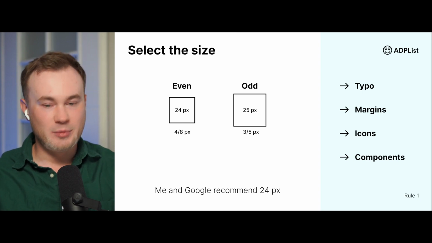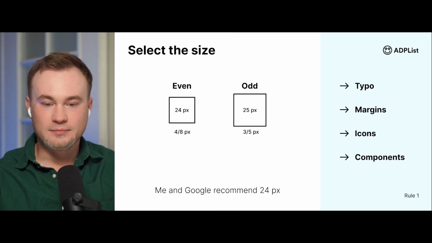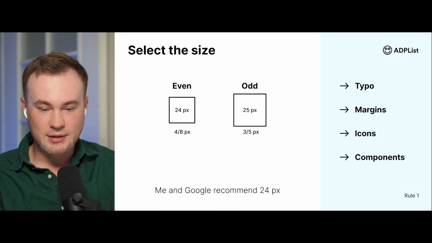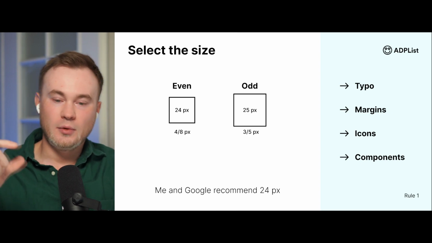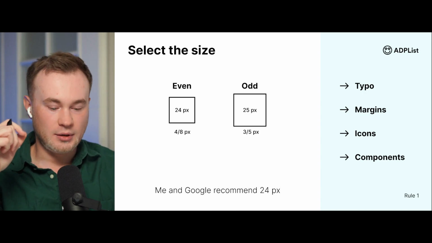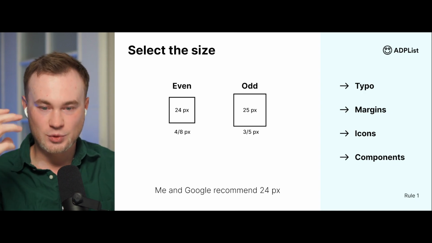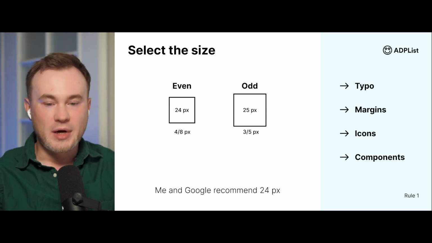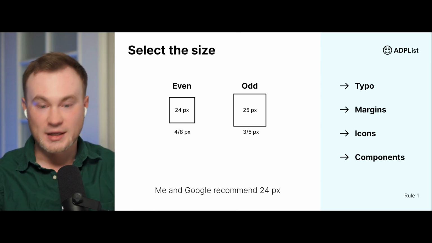If you choose this base model, it will be consistent with everything that you use in your design system, like typography, margins, icons, and components. All these elements should communicate with each other using this grid system. In my practice, I prefer to use a 24 pixel grid because it's more flexible and easy to work with when you try to draw icons. Let's move to the next one.